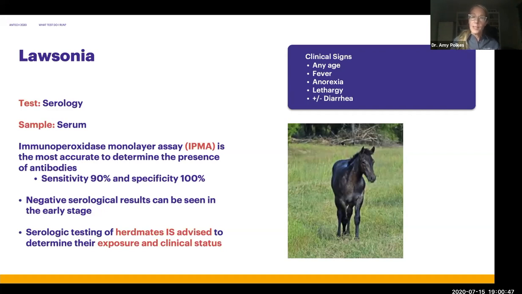And this is the one test where serology is really helpful. This very particular test really accurately determines the presence of antibodies, and it has a very high sensitivity and specificity. And you can serologically test herd mates to see if they have been exposed or not.